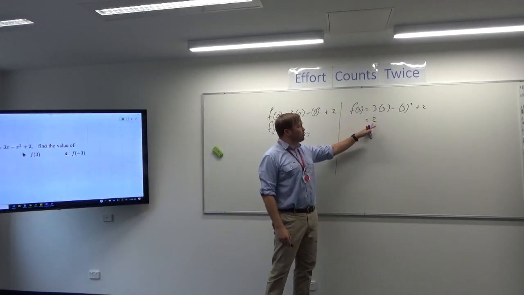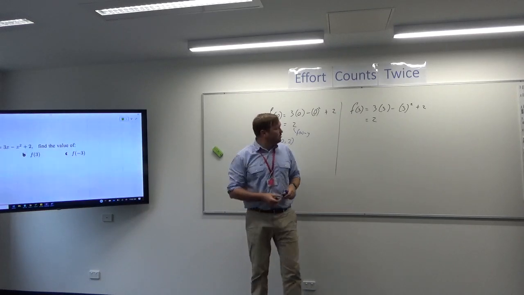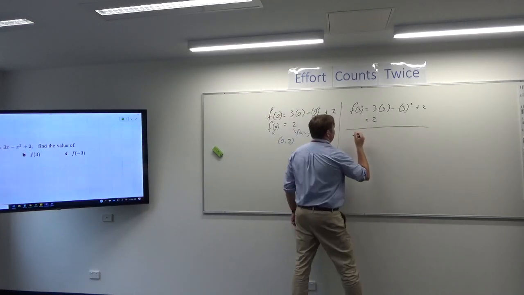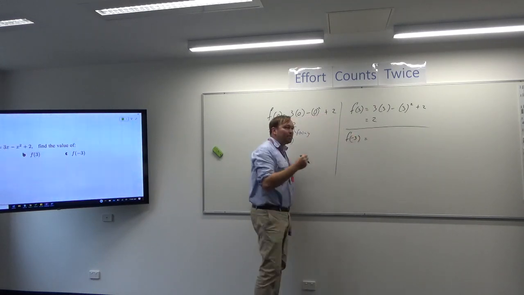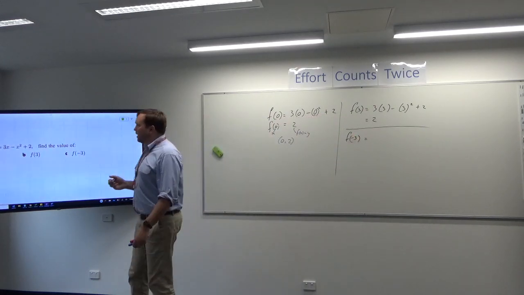That implies 3 across, 2 up is on the graph. Now, f of minus 3. Careful as always when substituting in negative things, brackets will help.